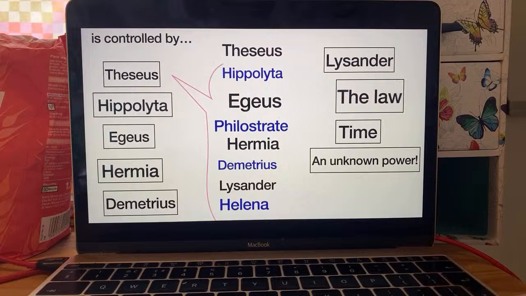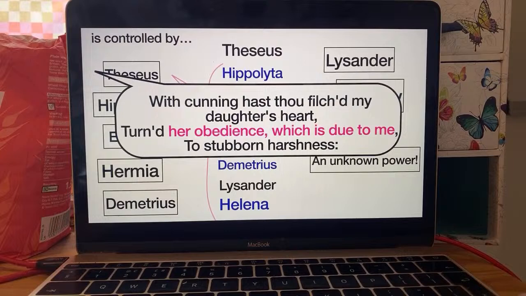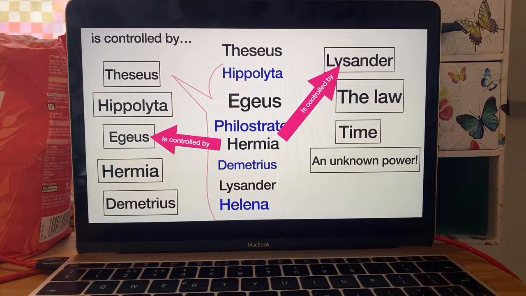What about Hermia? She's the daughter who sort of gets dragged on, who the dad wants her to marry Demetrius, but she's in love with Lysander and Lysander's in love with her. Who do you think is controlling her? I am going to say very much Aegeus, her angry, controlling dad. But he had this line, right? "With cunning hast thou filched my daughter's heart, turned her obedience, which is due to me, to stubborn harshness." So possibly Hermia's been maybe a little bit controlled by Lysander as well.